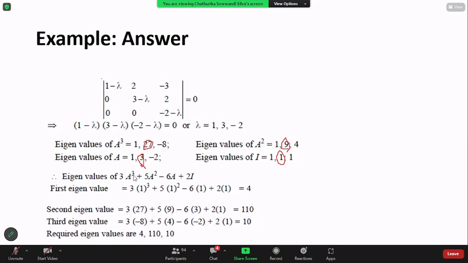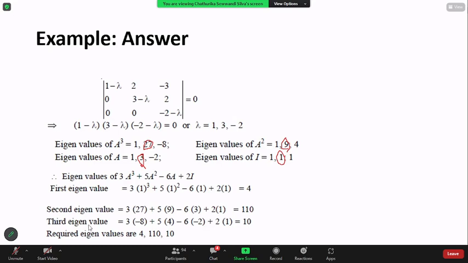3 times A cube. A cube with the second eigenvalue is 27. So 3 times 27, plus 5A squared, with the second eigenvalue 9, so we substitute 9 here. Minus 6A, minus 6 times the second eigenvalue 3, plus 2I, 2 times the second eigenvalue is 1. So when we evaluate this expression, that is 110. So that is the second eigenvalue.